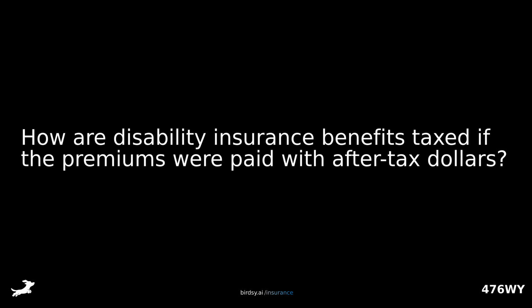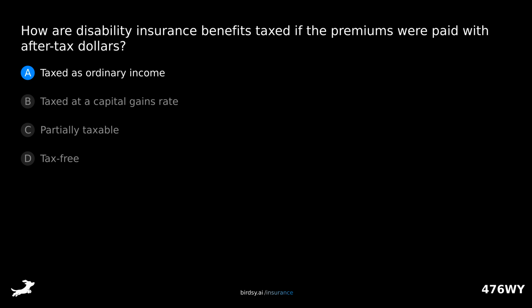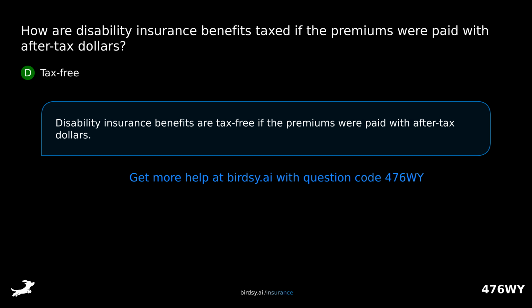How are disability insurance benefits taxed if the premiums were paid with after-tax dollars? Is it A. taxed as ordinary income, B. taxed at a capital gains rate, C. partially taxable, or D. tax-free? The answer is D. Tax-free. Disability insurance benefits are tax-free if the premiums were paid with after-tax dollars.